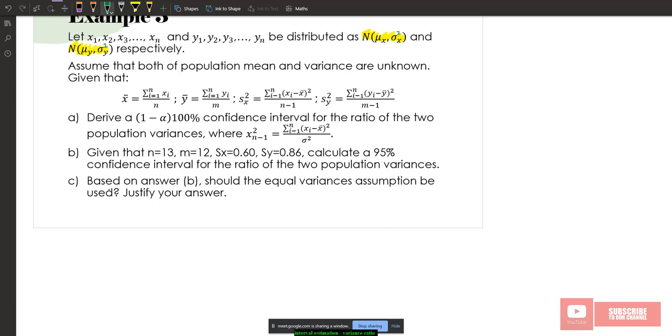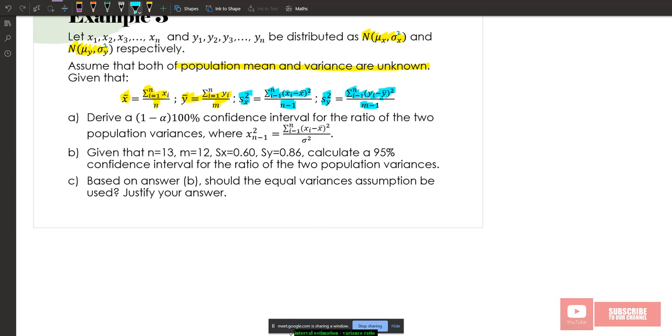So assume that both population mean and variance are unknown. Given that x bar is equal to the summation of x divided by n, and y bar is equal to the summation of y divided by m, and then we have the sample variance equal to the summation of xi minus x bar squared divided by n minus 1, and the sample variance of y, yi minus y bar squared divided by m minus 1.